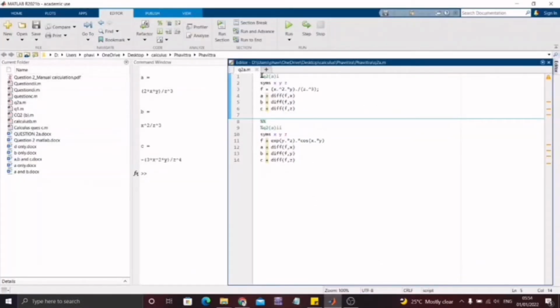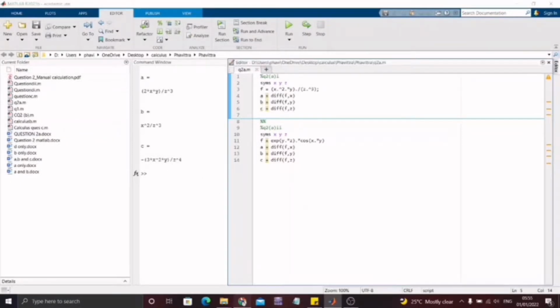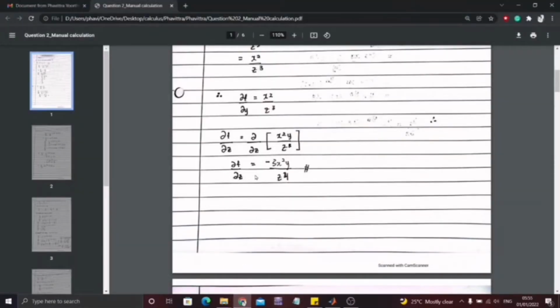This is the simulation for the question. After running, this is the output. As we can see, the answer for this output is negative 3x squared y over z to the power 4, which is similar to the manual calculation.